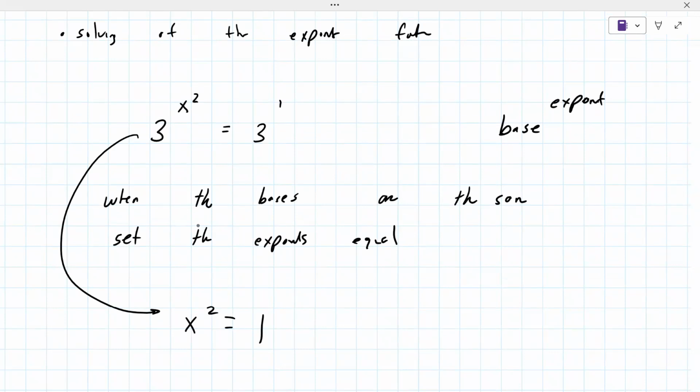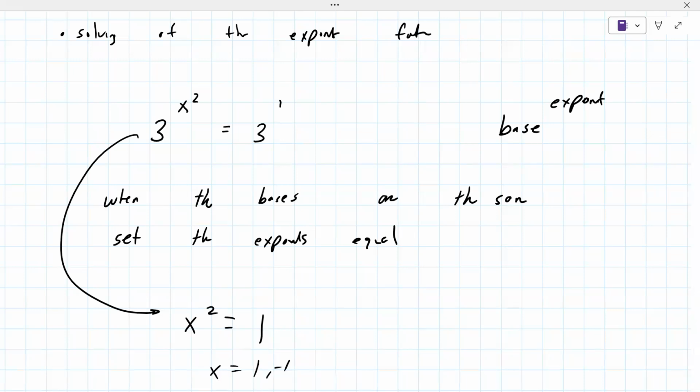Do you remember how to solve something like that? Uh, x squared equals 1. Well, it would just be 1, right? Is that the only solution? -1 as well, though. Yeah, there's two solutions. Okay. So x could equal 1 or -1.